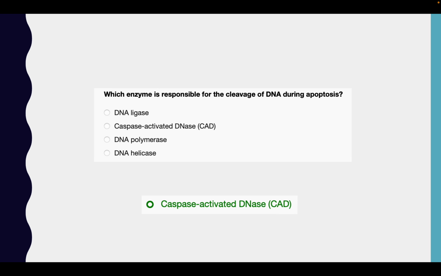इट इज़ काइंड ऑफ रिस्ट्रिक्शन एंडोन्यूक्लियस. बाकी सब क्यों बोले लाइगेज, पॉलीमरेज, हेलिकेज? क्योंकि यहाँ पर हम CAD को एक रिस्ट्रिक्शन एंडोन्यूक्लियस की तरह ट्रीट कर रहे हैं. जो डबल स्ट्रैंड स्पेसिफिक एंडोन्यूक्लियस है that breaks the genomic DNA of dying cells. Okay, so CAD is activated by caspases, which are cell death proteins, and it cleaves the nucleosomal spacer regions, which leads to chromatin condensation. CAD is complexed with an inhibitor of CAD in non-apoptotic cells.